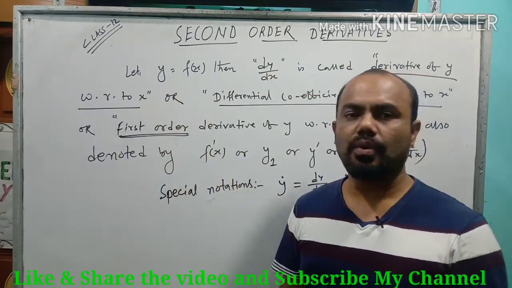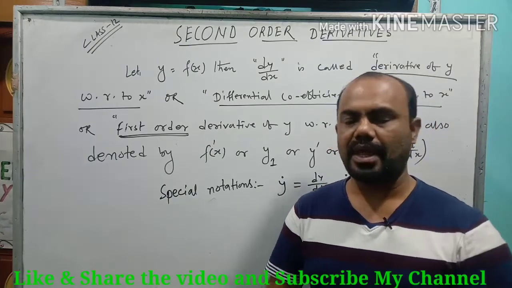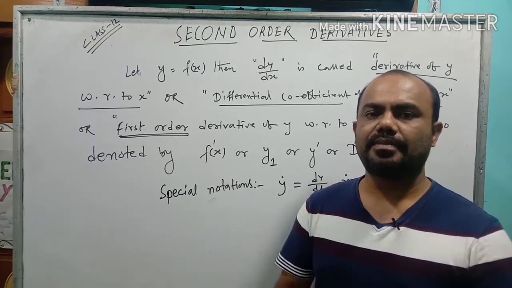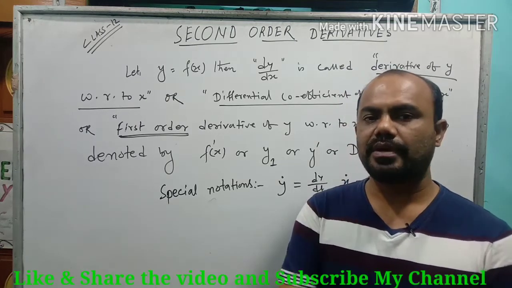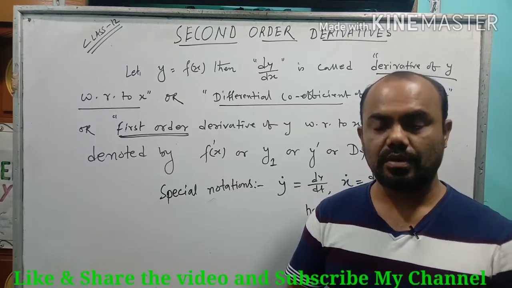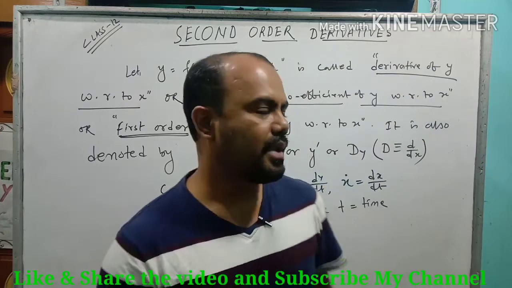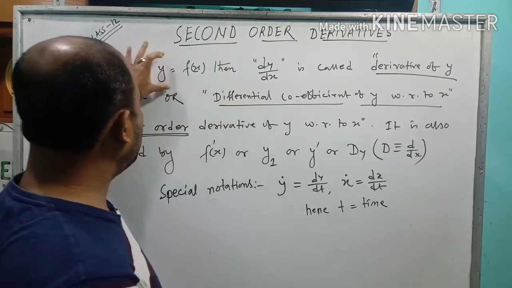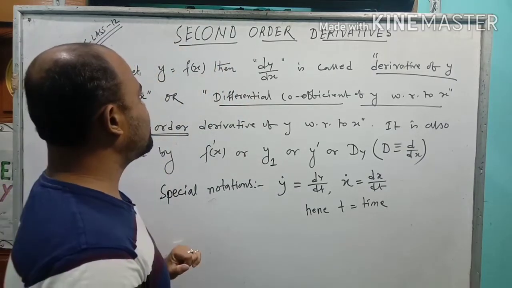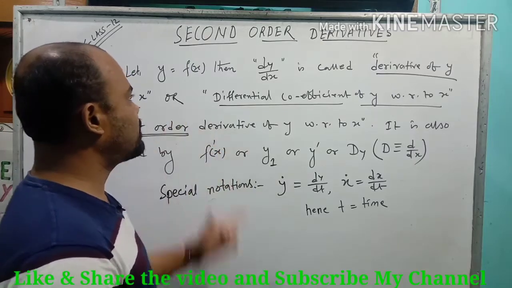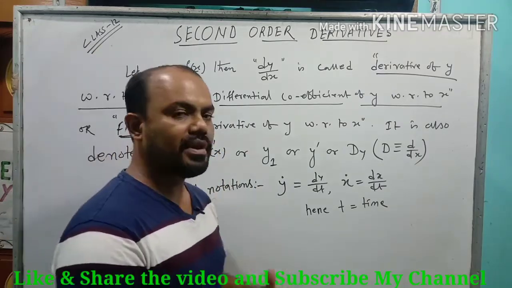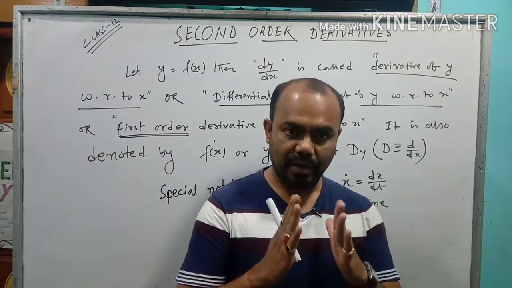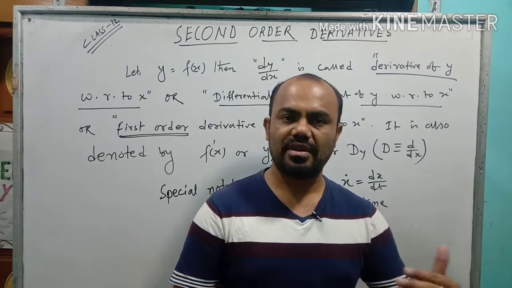Y equal to f(x), we know, means y is a function of x. Now what is first order derivative? Up to this point only derivatives were discussed. The order of the derivative or differentiation was not mentioned because we were studying only derivatives. When y equal to f(x), that is any function of x is given, then we have to differentiate y with respect to x. That means we are differentiating y one time only. That is, one time derivative of y is called first order derivative.